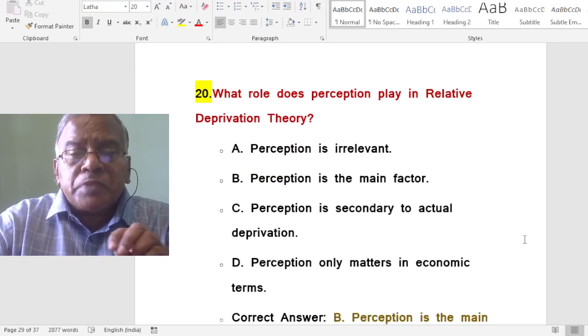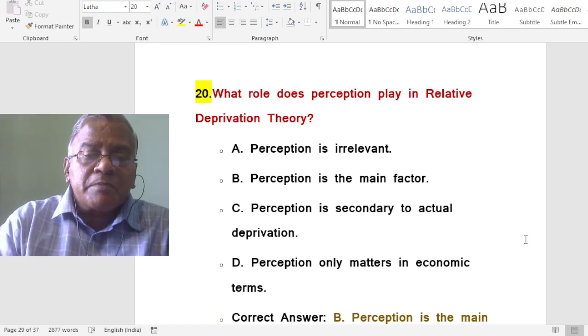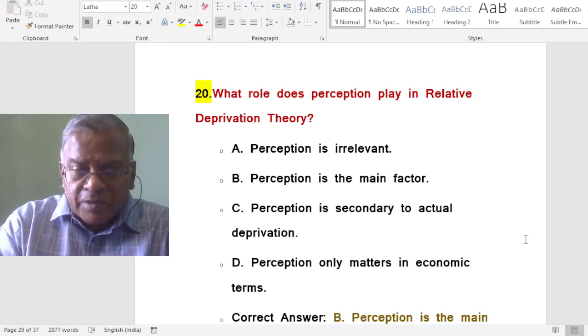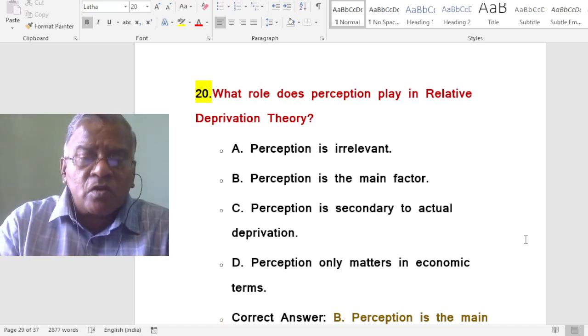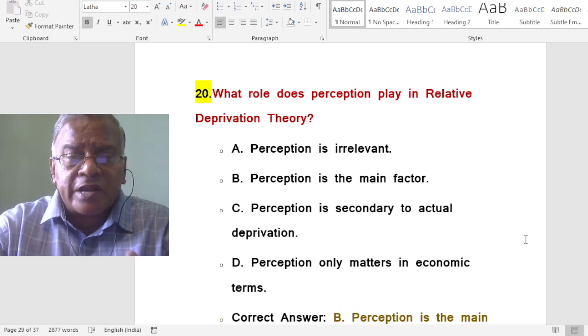What role does perception play in relative deprivation theory? A. Perception is irrelevant. B. Perception is the main factor. Actually, perception of inequality is the main factor here in this theory. That is the correct answer also. C. Perception is secondary to actual deprivation. D. Perception only matters in economic terms. Different options are given. Which is the right one?